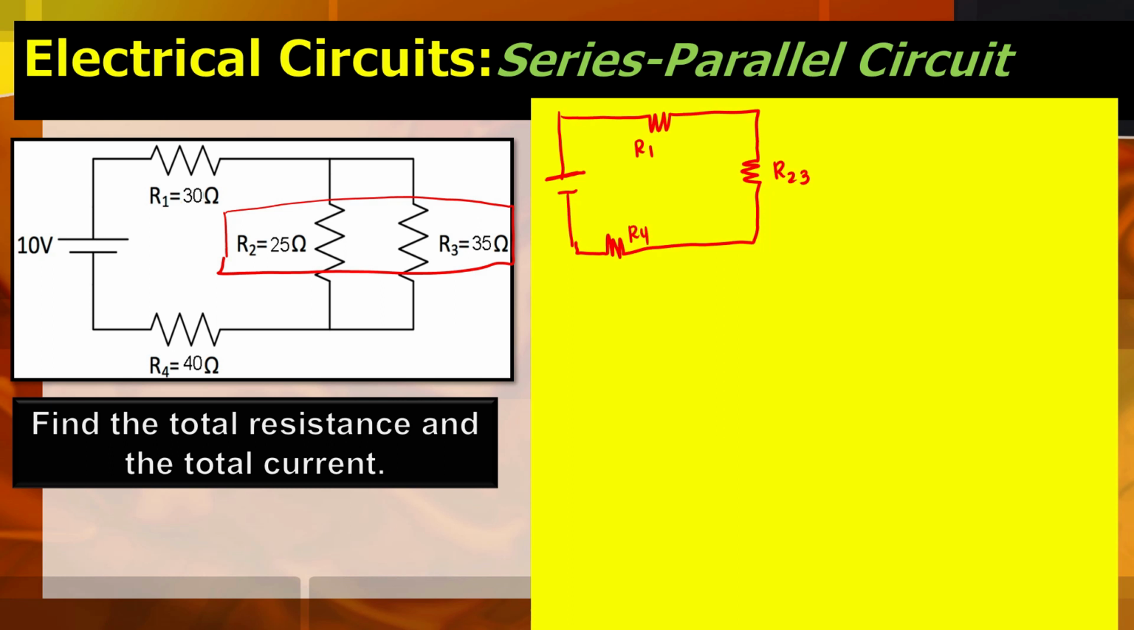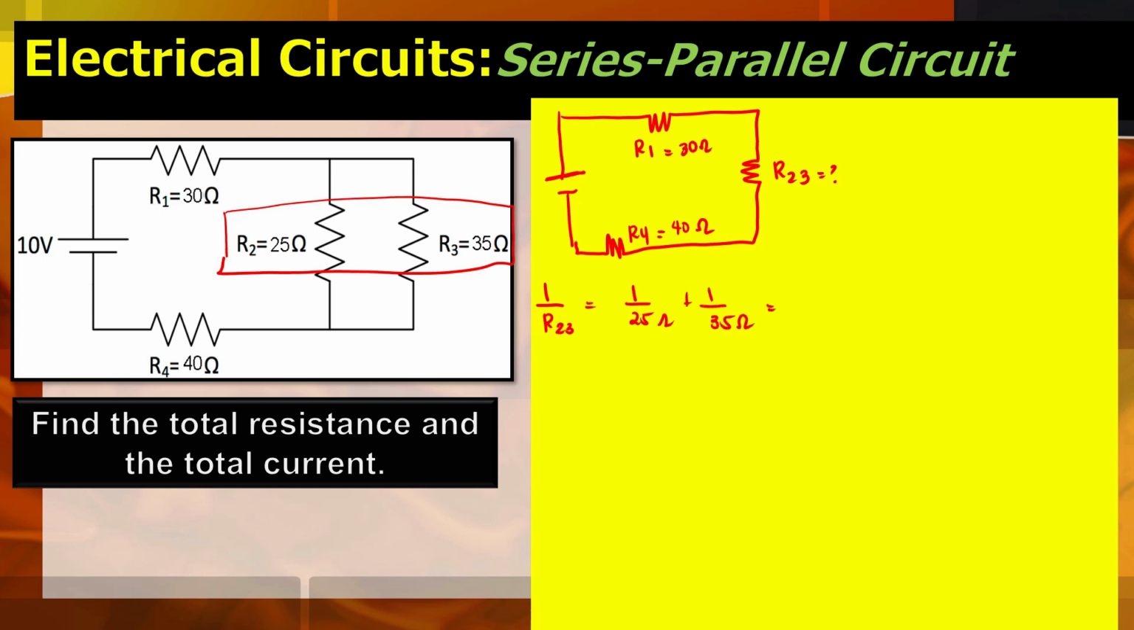So, let na natin yung value ng R1 natin. R1 natin dito still 30 ohms. R2 and 3 still unknown. In R4, we have 40 ohms. Next. So, first thing that we must do is to solve for the R23 value. So, using the parallel formula for resistance, so we have 1 over R total or R23 na natin kasi nga dalawa lang naman sila. So, equals to 1 over 25 ohms plus 1 over 35 ohms.